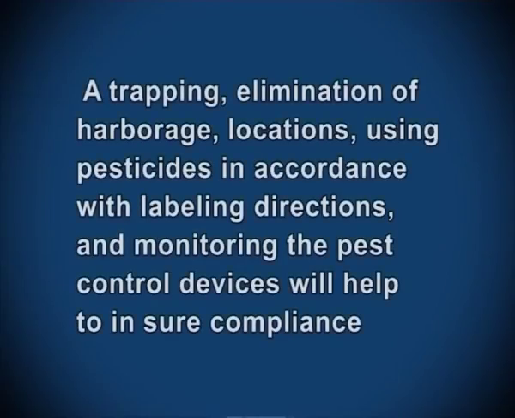To accomplish this, an effective documented program to prevent pest entry into the building is needed. Within the building, prevention programs such as trapping, elimination of harborage locations, using pesticides in accordance with labeling directions and monitoring the pest control devices will help to ensure compliance. Recommended elements of an effective pest control program are as follows.